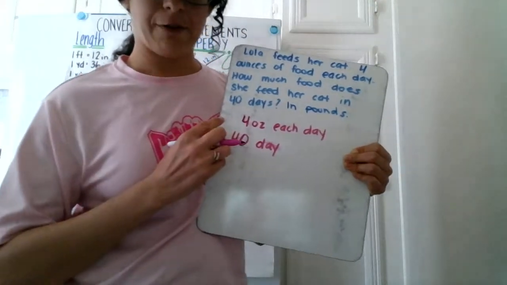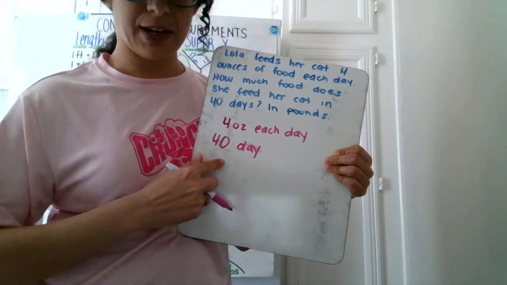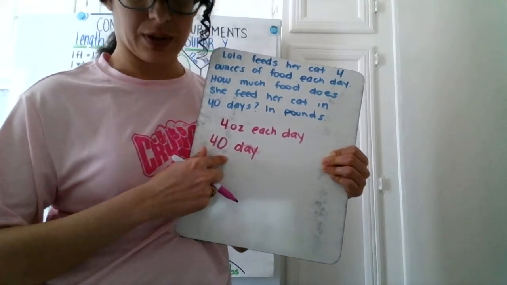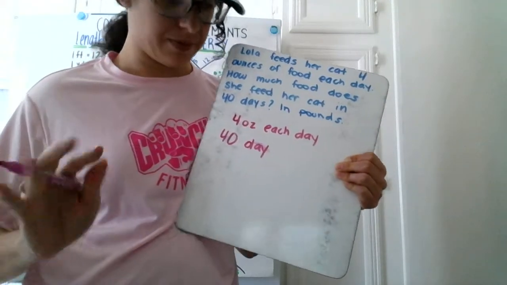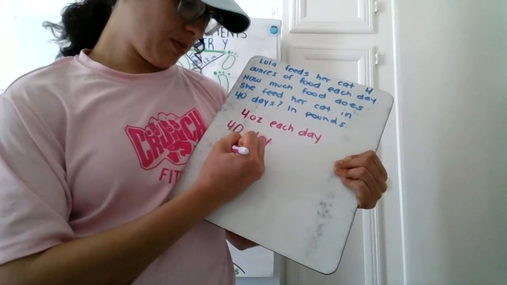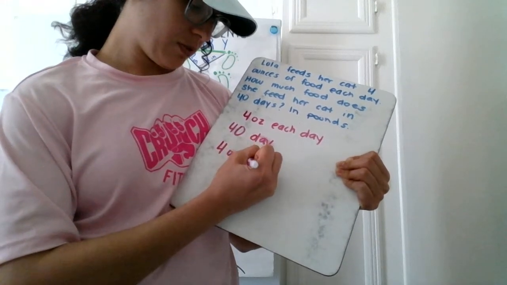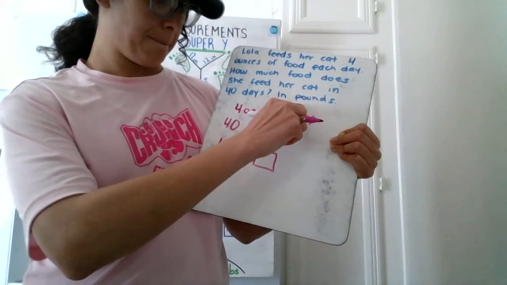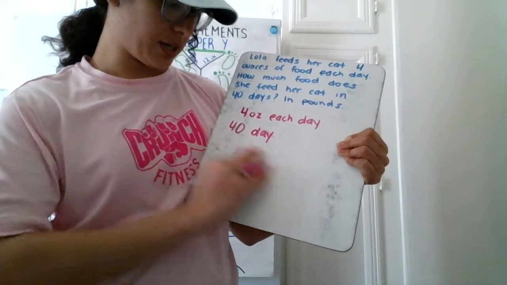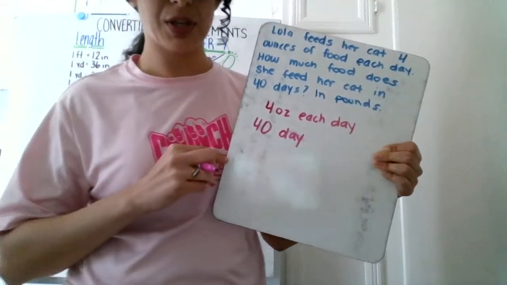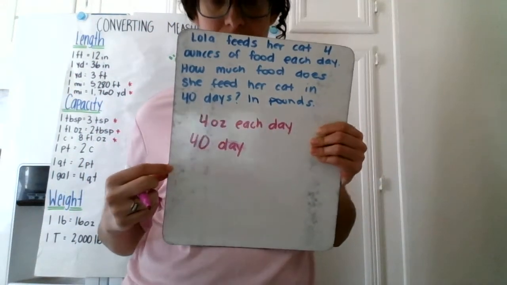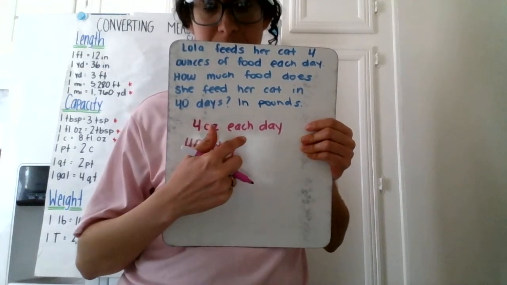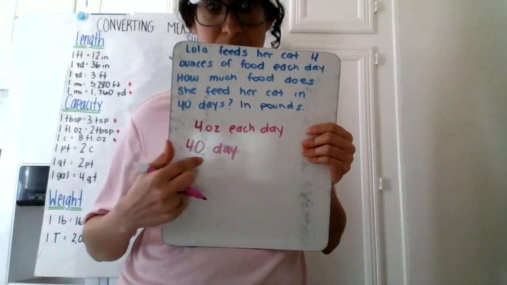So I have 4 ounces each day, and I need to figure out how many ounces in 40 days. Okay? So that's it. So here's my problem. 4 ounces. Okay? So what do you think I need to do first? So if 4 ounces are given each day, I need to know how many ounces are in 40 days.